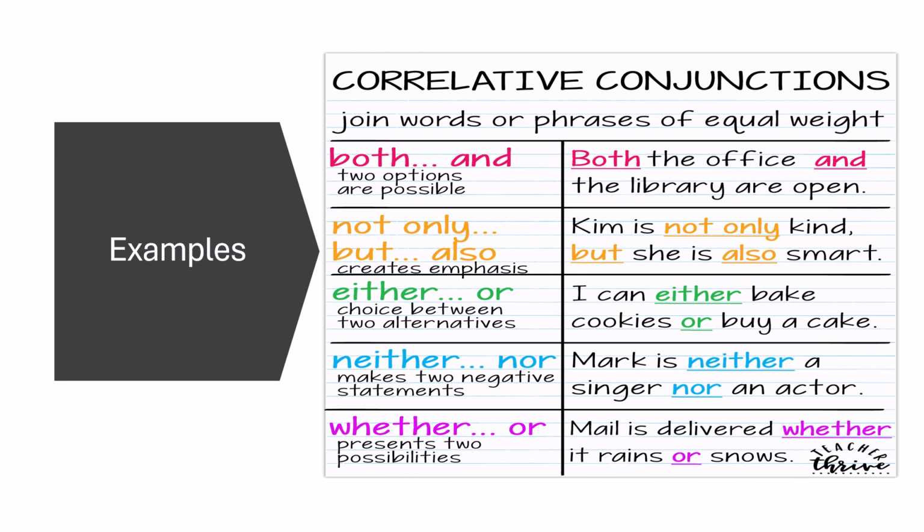Then you have neither nor: Mark is neither a singer nor an actor. Then you have whether or. Then you have an example of whether or again: Mail is delivered whether it rains or shows. So this shows you the correlations between the particular elements that are being correlated.